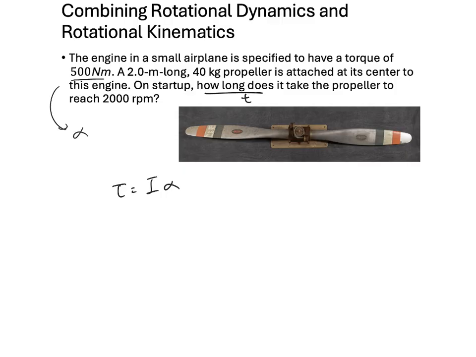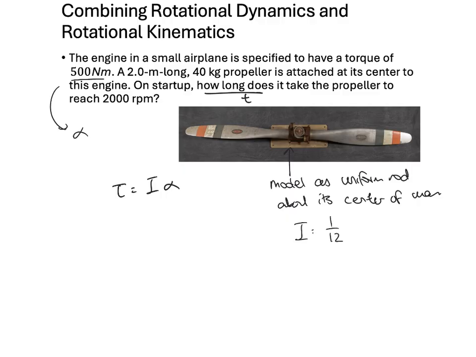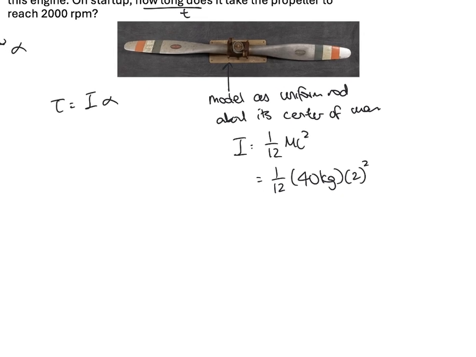Now we're going to model this as a uniform rod about its center of mass. So I is 1/12 ml squared, so 1/12. The mass you see is 40 kilograms, and the length we know is 2 meters. So when all is said and done, it's 13.3 kilogram meters squared.